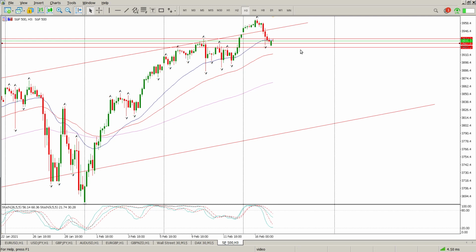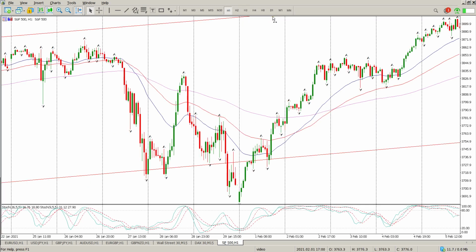I do believe we're looking for longs. It's just the area that we should be looking at, which is important.